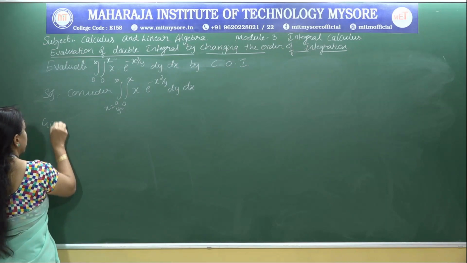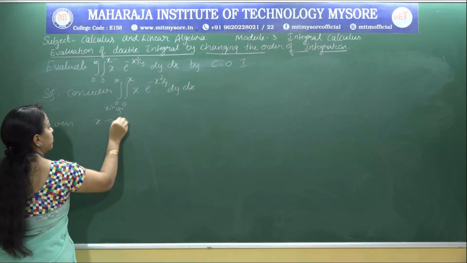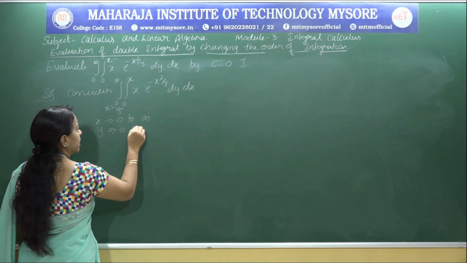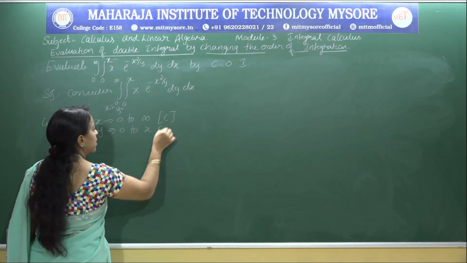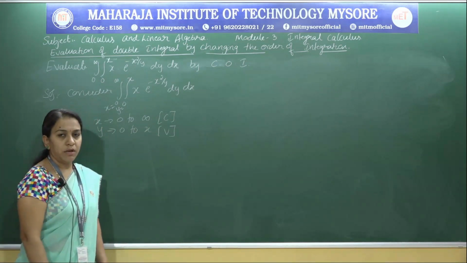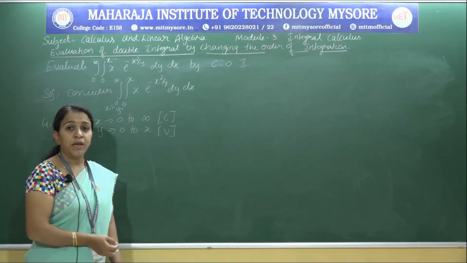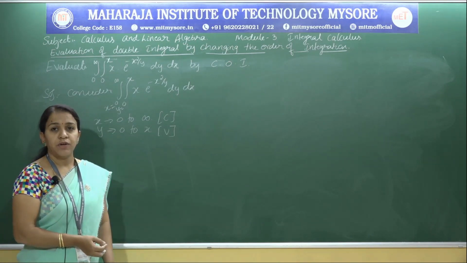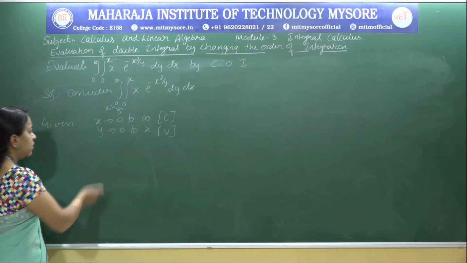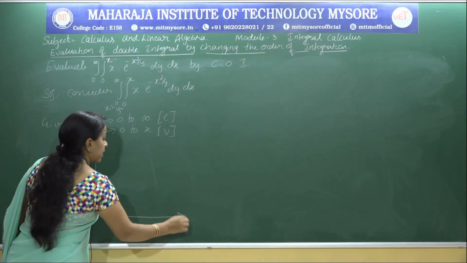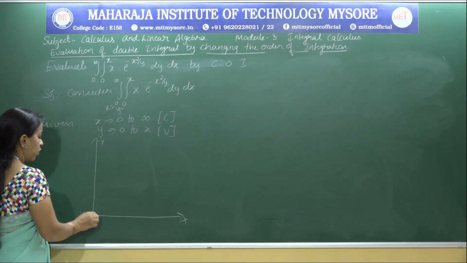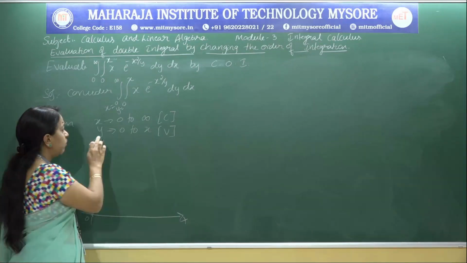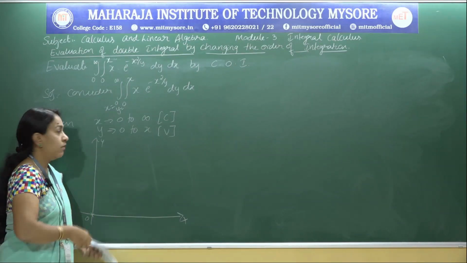So given x varies from 0 to infinity and y varies from 0 to x. That is, x is a constant limit and y is a variable limit. We know that to obtain a new limit, we should represent the given lines or curves in a coordinate plane. So consider the coordinate axes x and y with origin. The given lines are x equal to 0 and x equal to infinity, y equal to 0 and y equal to x.